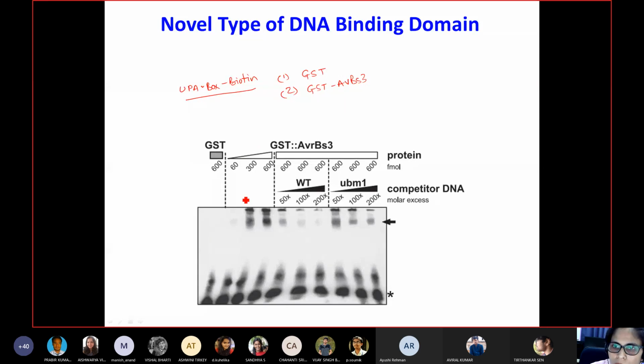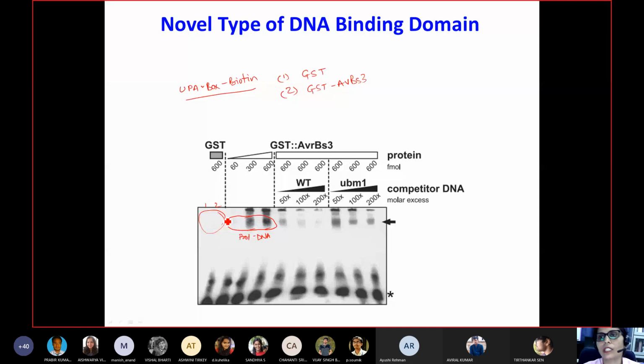So what you see here in lanes 1 and 2 is that you do not see any complex formation, whereas with increasing amounts of purified GST-AvrBs3 protein, you see increasing protein-DNA complex formation. So a protein-DNA complex is forming. That is what you see in this case.